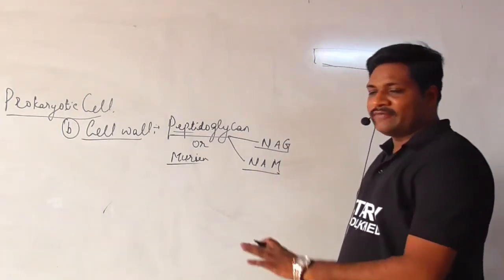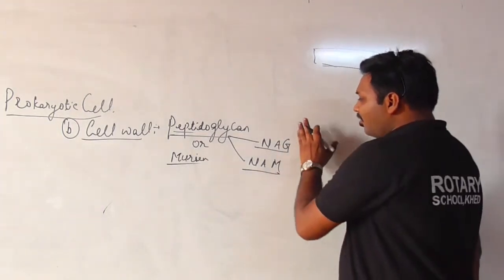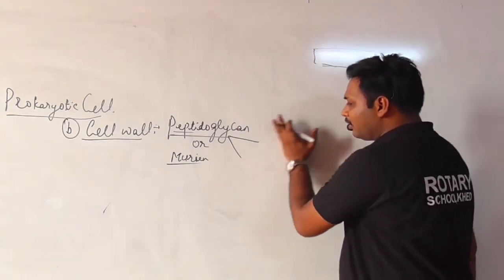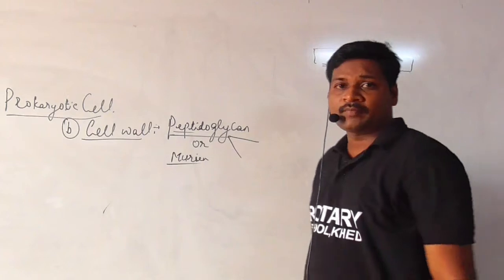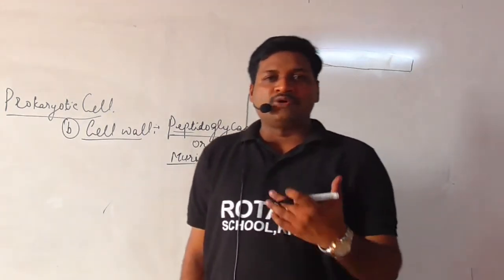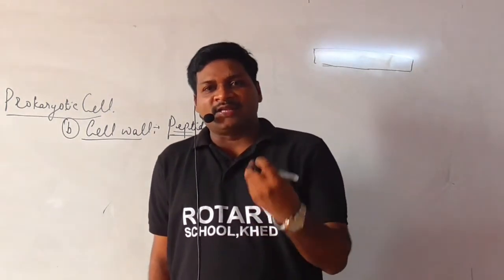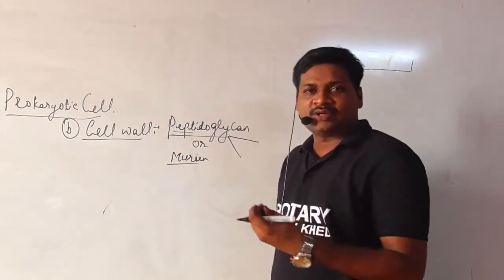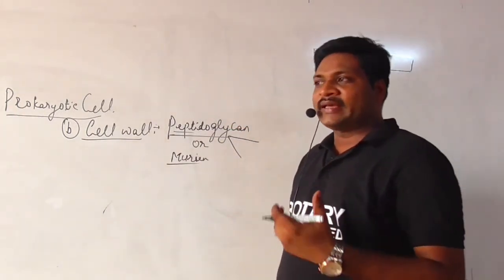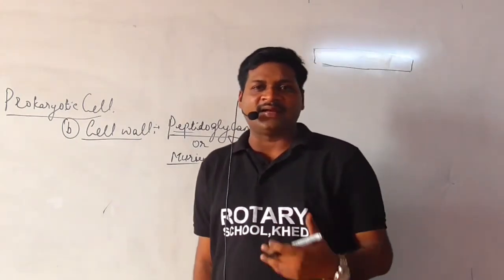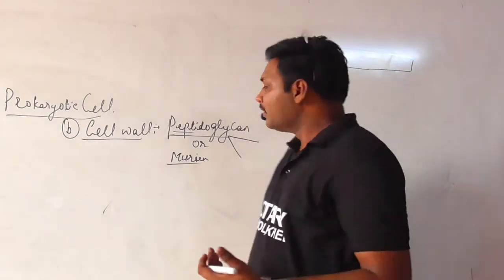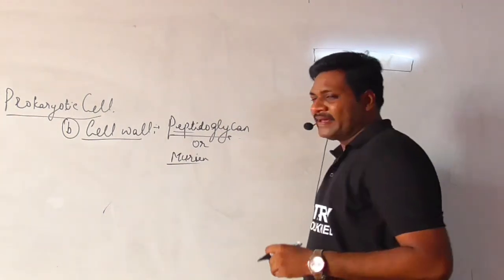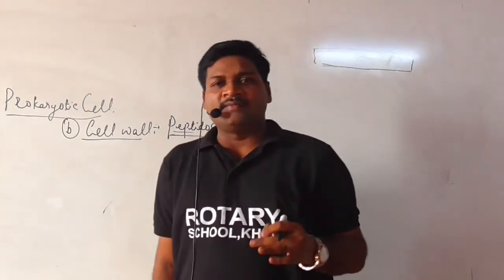Now what exactly we are going to discuss is what this N-acetyl glucosamine does in the peptidoglycan. They are supposed to provide the Gram's nature. A scientist discovered the nature of the bacterium. Bacteria can be described as Gram positive bacteria and Gram negative bacteria. So what is Gram positive and what is Gram negative? It is based on a method called Gram staining.